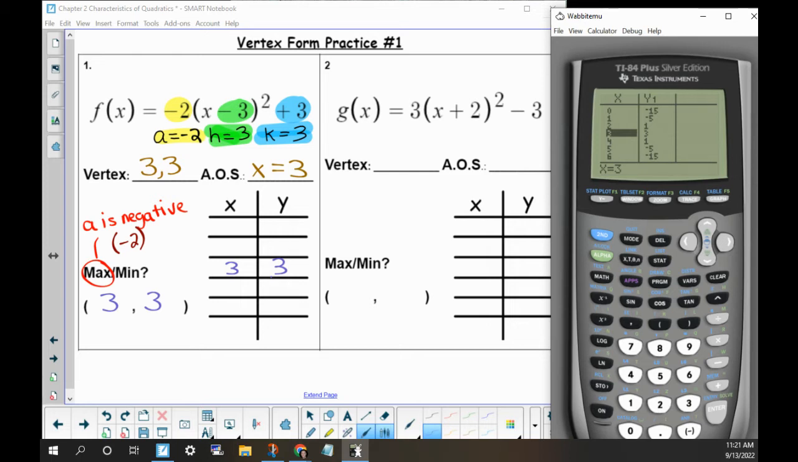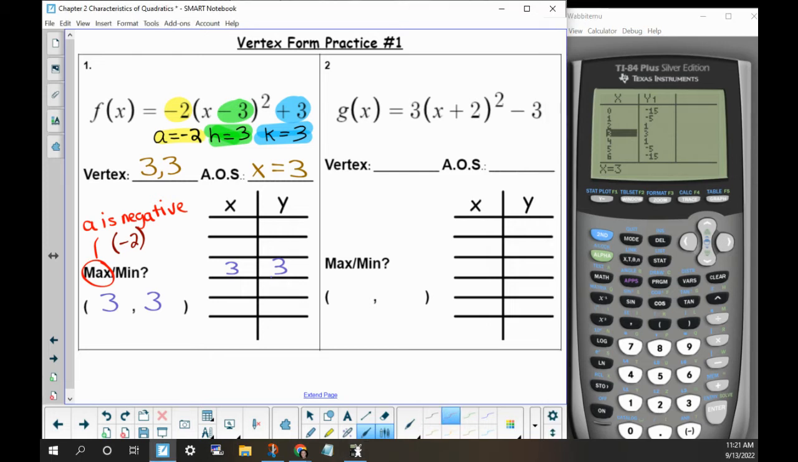Right above it, we've got 2, 1. And then above that, we've got 1, negative 5. Now let's look below that 3, 3. We got 4, 1. And we got 5, negative 5. Cool? Number 1 good? Mhm.